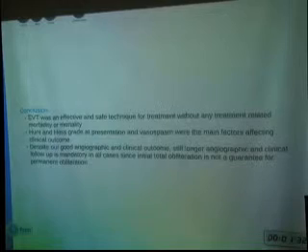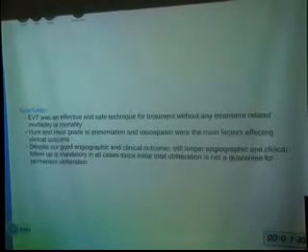Conclusion: endovascular therapy was an effective and safe technique for treatment, without any treatment-related morbidity or mortality. Hunt and Hess grade at presentation and vasospasm were the main risk factors affecting the clinical outcome. Despite the good angiographic and clinical outcome, longer angiographic and clinical follow-up is still mandatory in all cases.